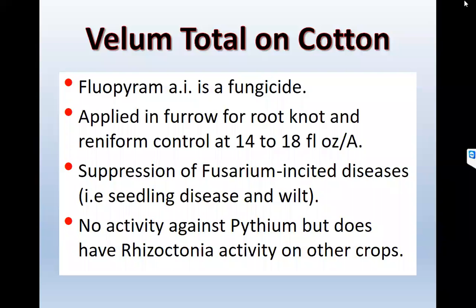Now, one other variable in all of this is Velum Total, which has come out as an in-furrow spray for nematode control in cotton. And it so happens that the active ingredient in Velum Total, fluopyram, actually is a fungicide that just happens to have nematicidal activity. And when we're putting Velum Total out in furrow for nematode control, we're actually putting a pretty fair slug of a fungicide out there. And Velum Total does have activity against Fusarium, and of course, it would be used for cotton root knot control, so it will likely give some suppression of Fusarium in cotton.